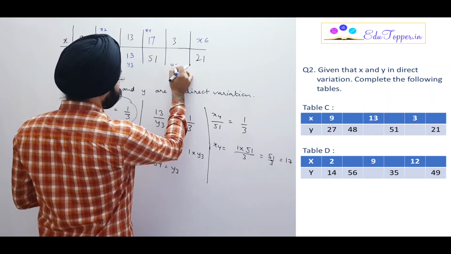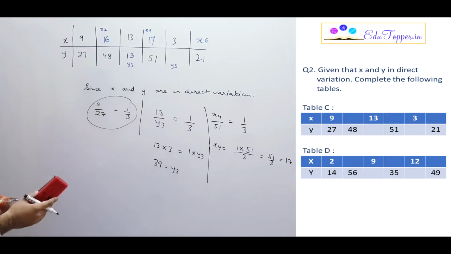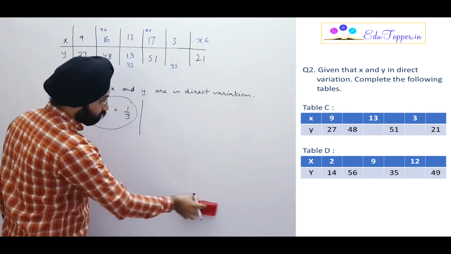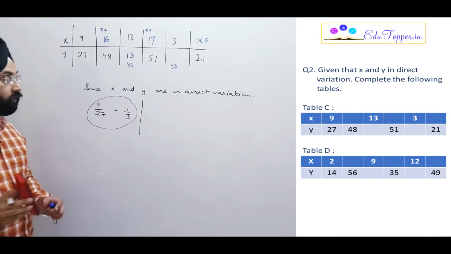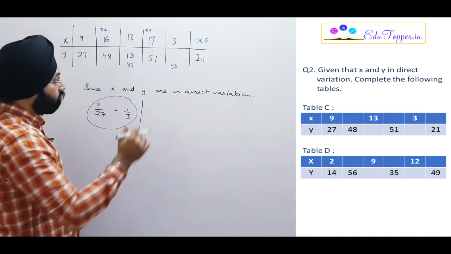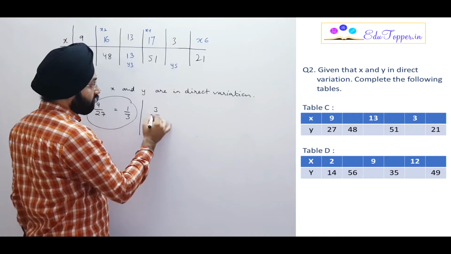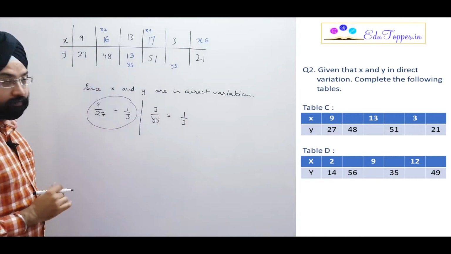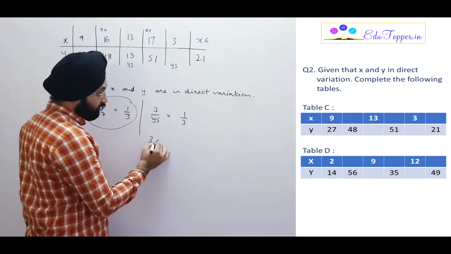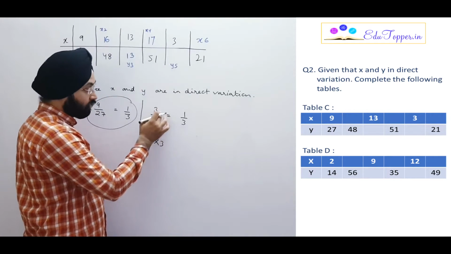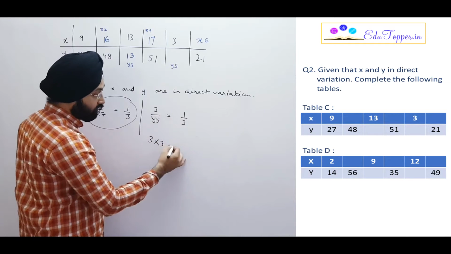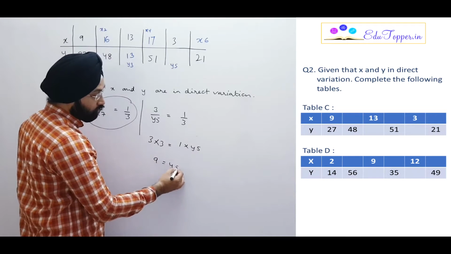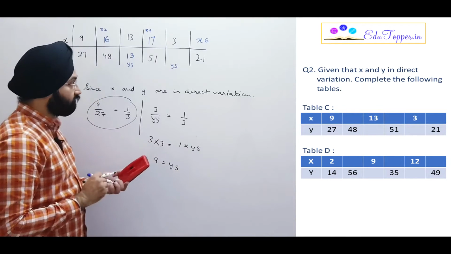Now, I'll erase this. I hope it's getting clear, right? Now, 3 by y5 should also be equal to 1 by 3. So 3 into 3, this 3 gets multiplied here and this y5 gets multiplied here, is equal to 1 into y5. So 9 is equal to y5. So the value of y5 is 9.